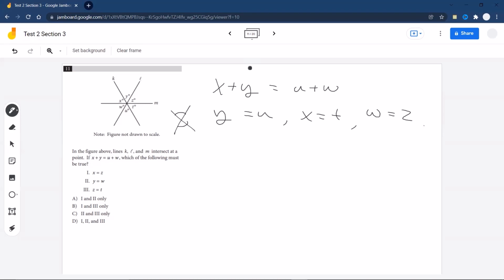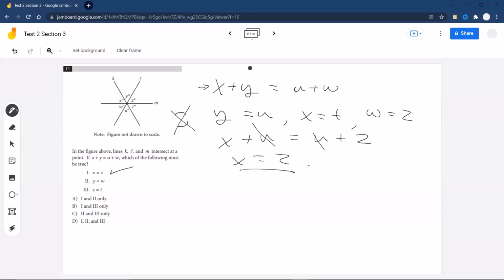First off, how would we show, if possible, that x is equal to z? Well, if we look at this equation up here, we know that y is equal to u, and we know that w is equal to z. So this is really the same equation as x plus u is equal to u plus z. They're equivalent statements. Knowing this, I can just cancel out the u's and show, based on this information, that x is indeed equal to z. So we know that this one's true.